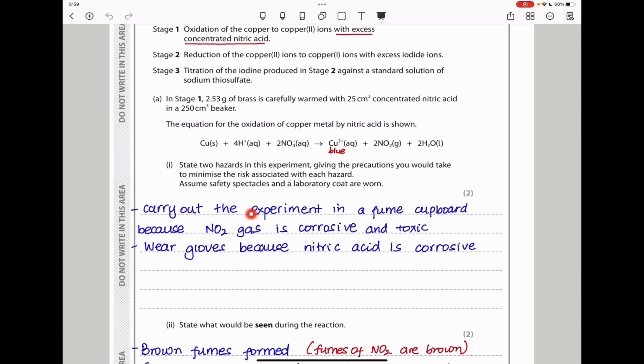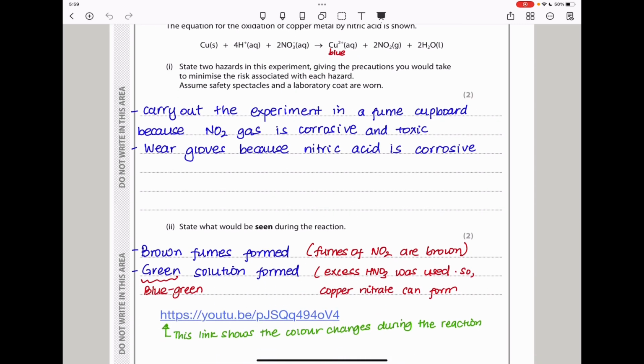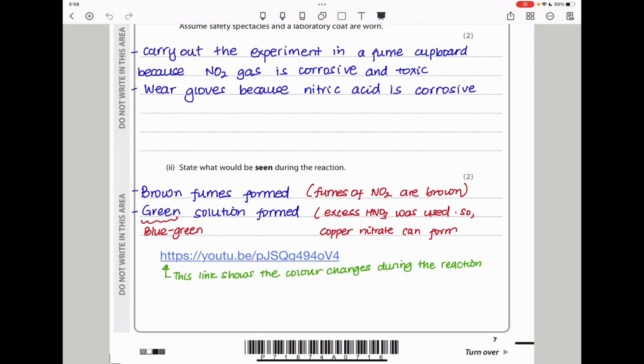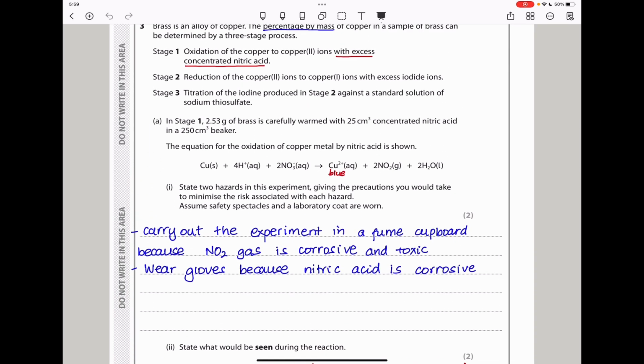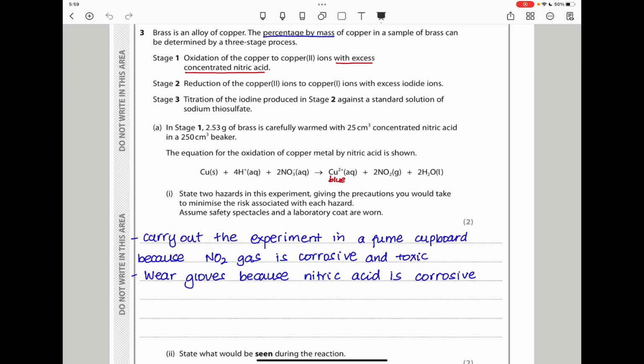So I said carry out the experiment in a fume cupboard because nitrogen dioxide gas is corrosive and toxic, and wear gloves because nitric acid is corrosive as well. Then here they say, state what would be seen during this reaction. I want us to go back to this equation. When you look at the observation, we see that this product here is a gas, and this gas is brown in color. So brown fumes are going to be observed during the experiment.